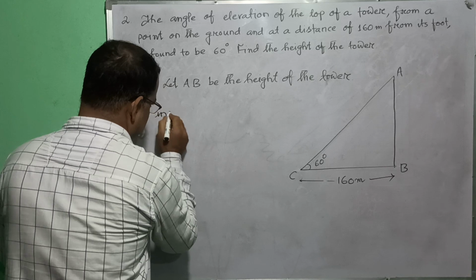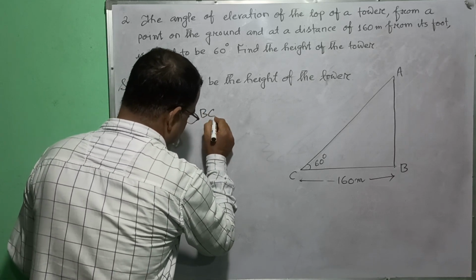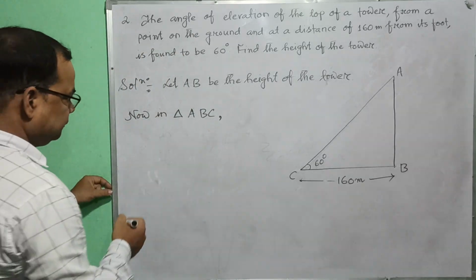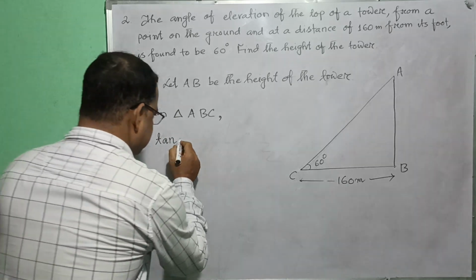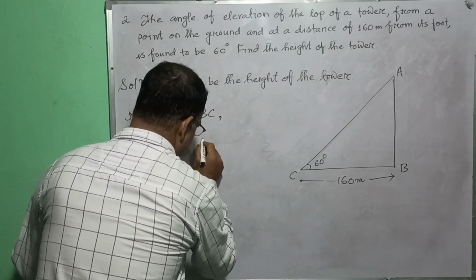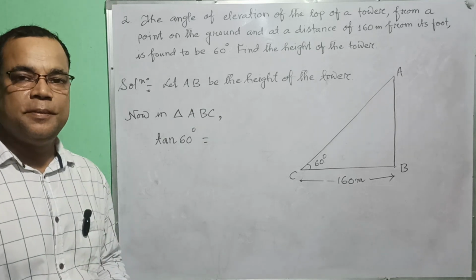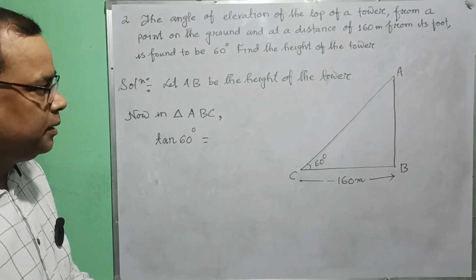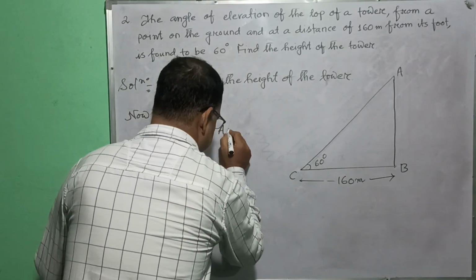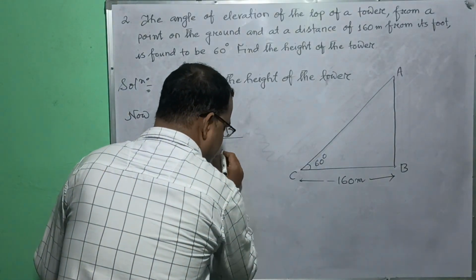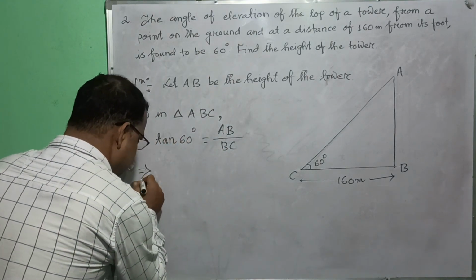in triangle ABC, comma, tan. We'll choose tan. So tan 60 degree is given. So we'll write tan 60 degree equal to, what is the ratio of tan? So it is P by B. So here P is AB and BC is base. So we can write AB by BC. This implies tan 60 degree.